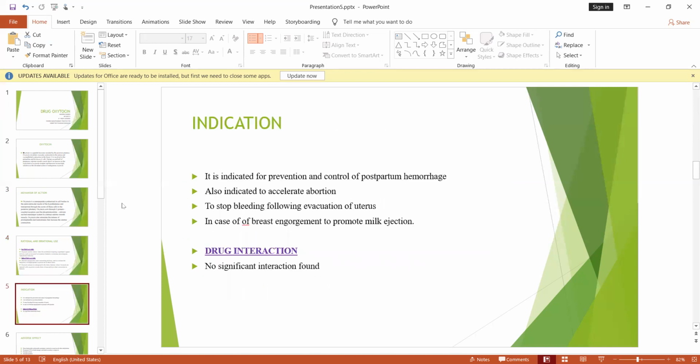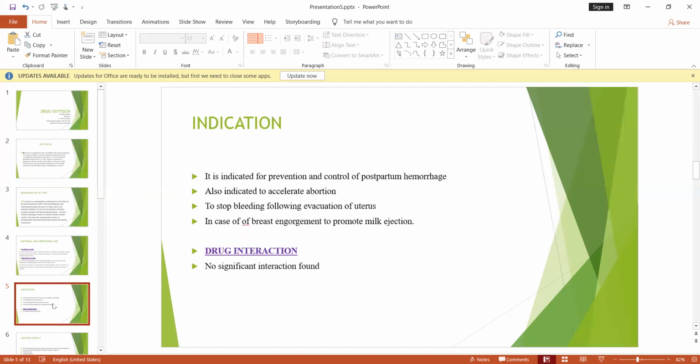Now we have the indications. It is indicated for the prevention of postpartum hemorrhage, and also to accelerate abortion. It is also used to stop bleeding following evacuation of the uterus. Now we have drug interactions. No common drug interaction is found with oxytocin.